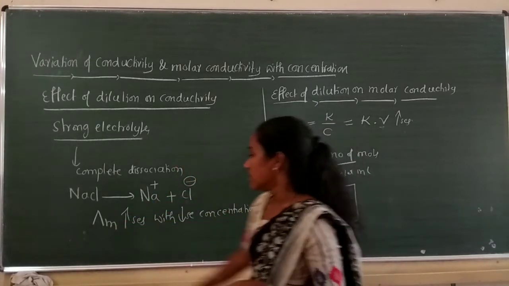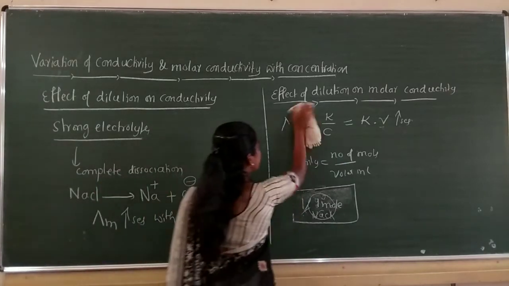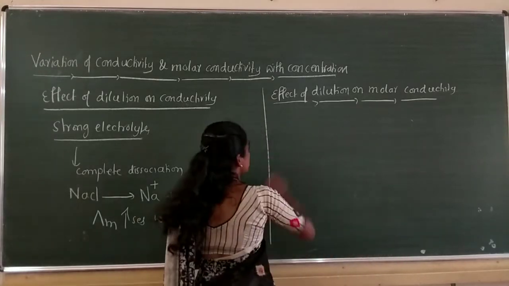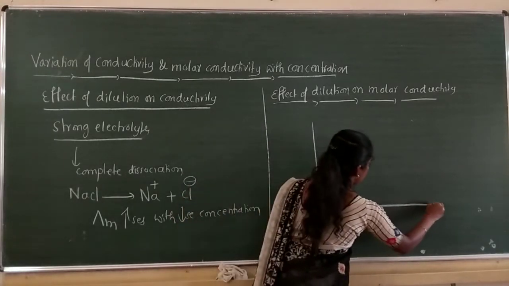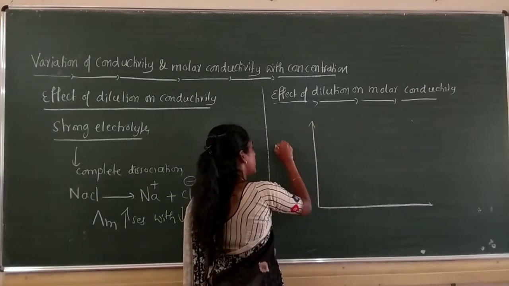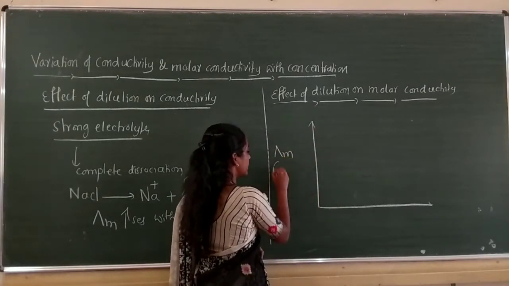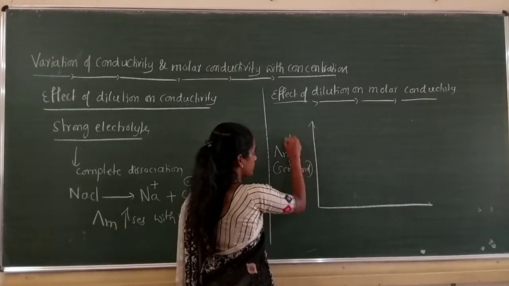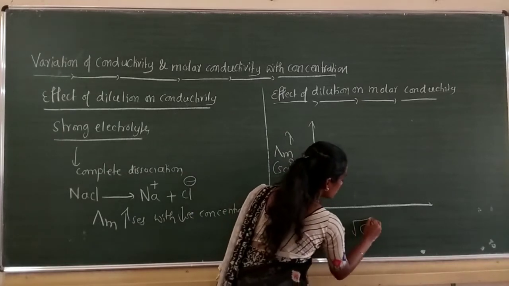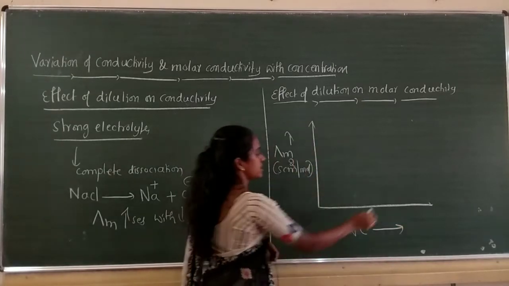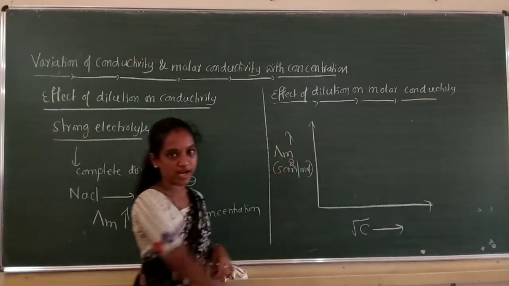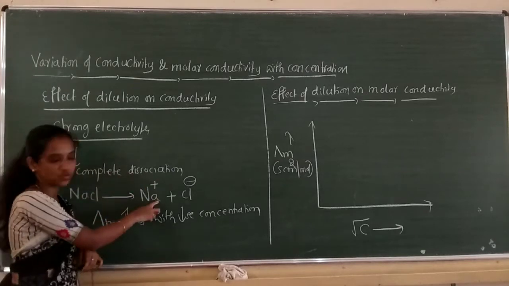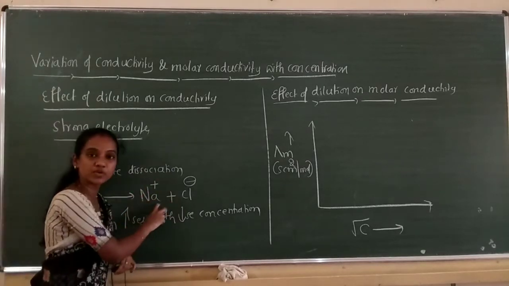Now, if you draw a graph by taking lambda m, that is the molar conductivity, unit is Siemens centimeter square per mole, versus concentration or root C along the x-axis, this is for a strong electrolyte. Strong electrolytes are the substances which always undergo complete dissociation. So the number of ions produced is very high.